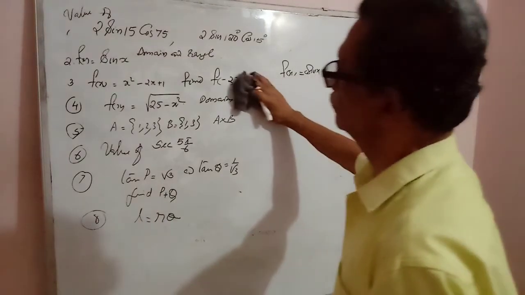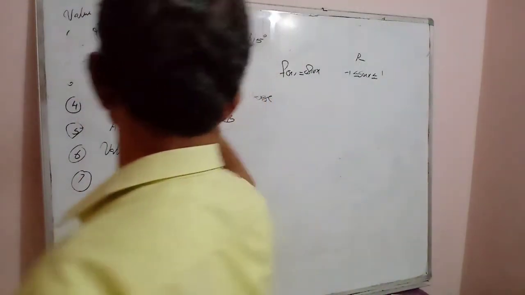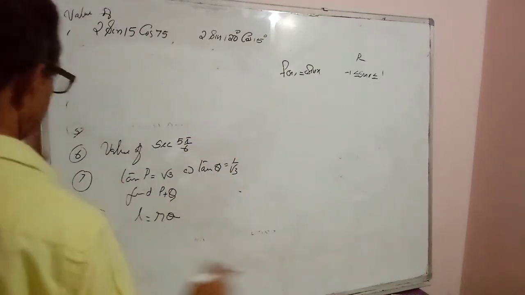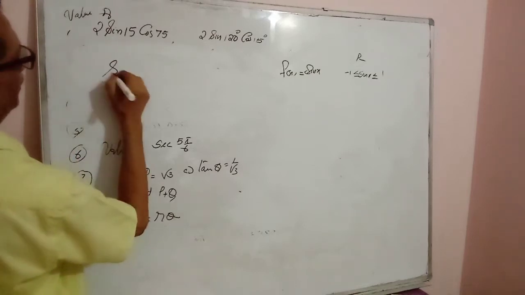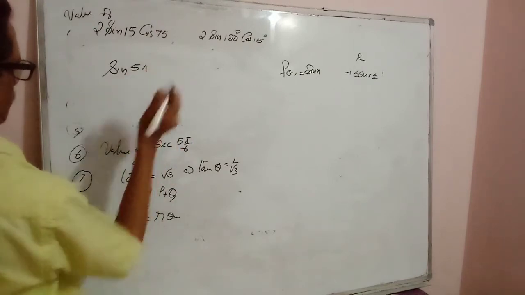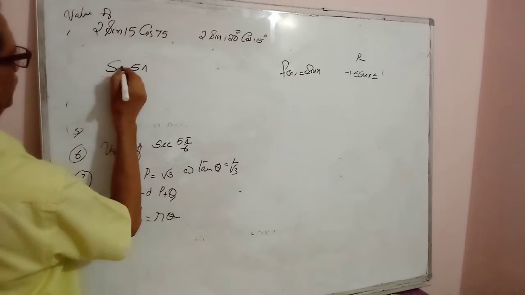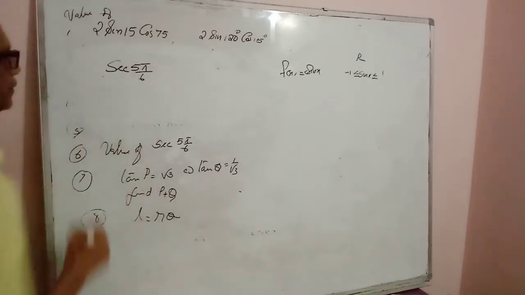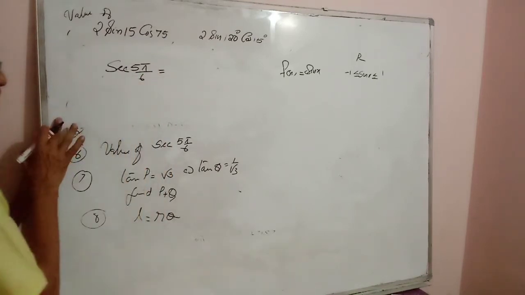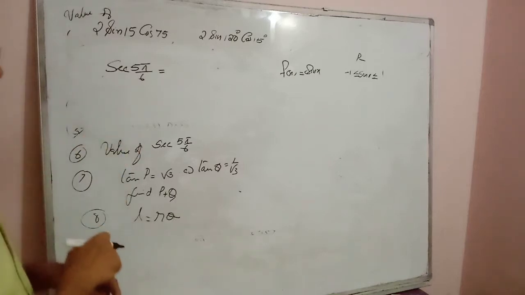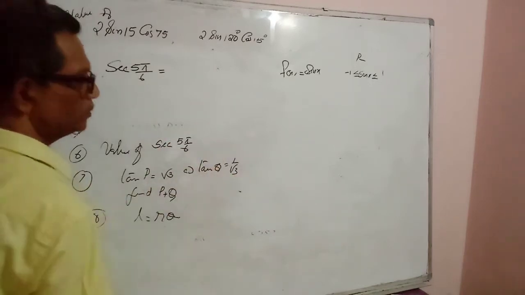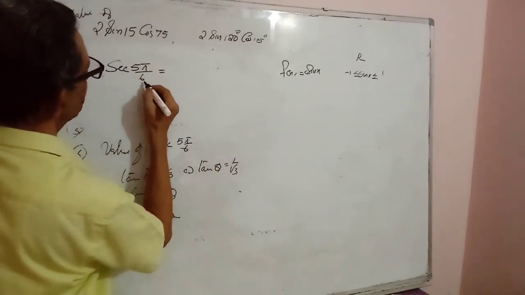Then how can we find the value of secant 5 pi by 6? You know the value of secant pi by 6, that is secant 30, the reciprocal of cos 30. Cos 30 is root 3 by 2, so the reciprocal is 2 by root 3. This is secant pi by 6. Now secant 5 pi by 6.